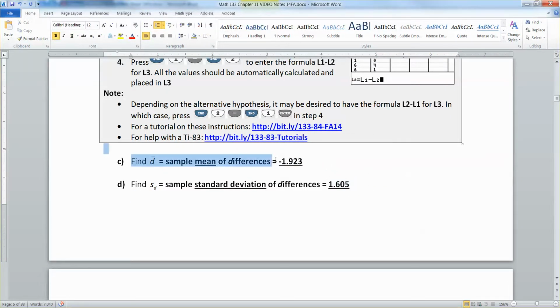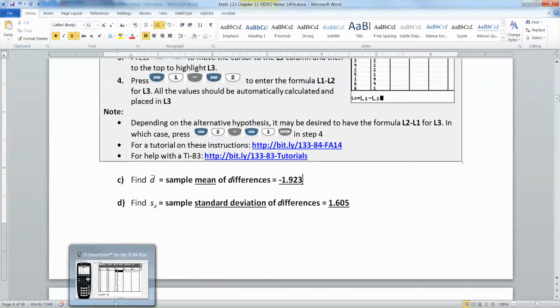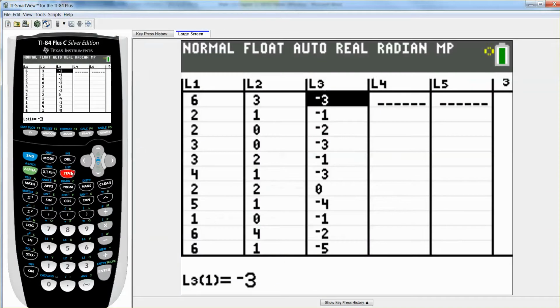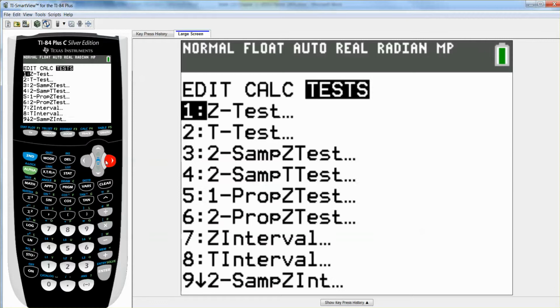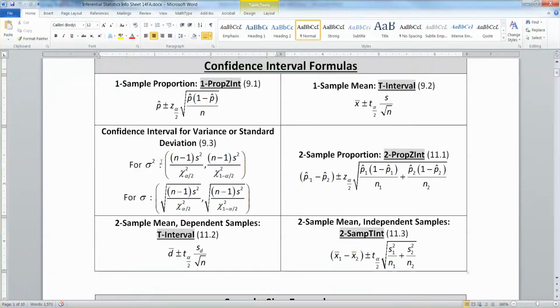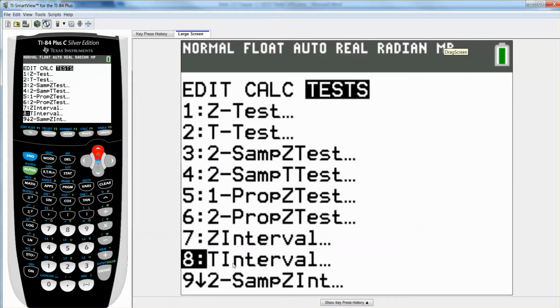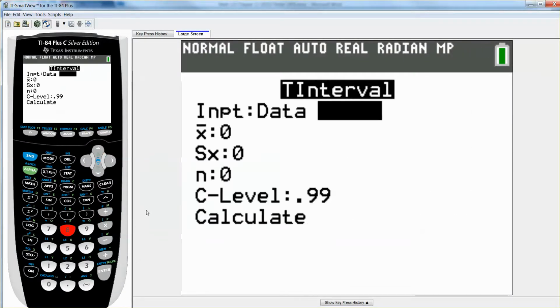Now, if you hadn't found them here, you actually can find them when you run the t-interval. Let me show you what I mean. So when you want to do this confidence interval, you go to stat, you go to tests. And you want to pick number 8, not a test, but a t-interval. That's what it says right on the inferential statistics sheet. Right here, it says t-interval, so you grab t-interval, number 8.